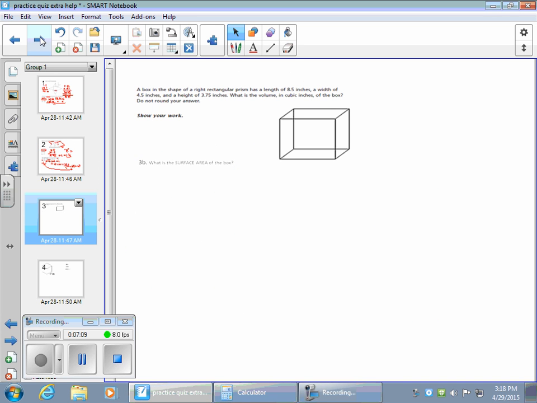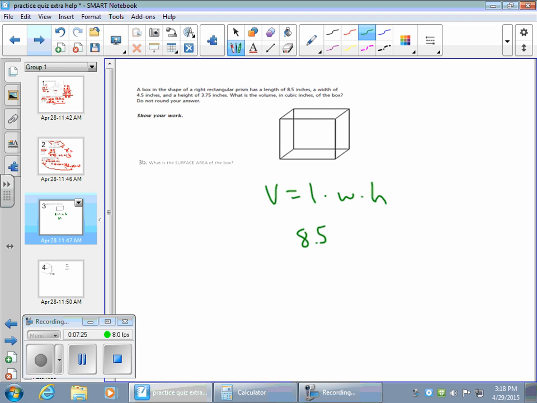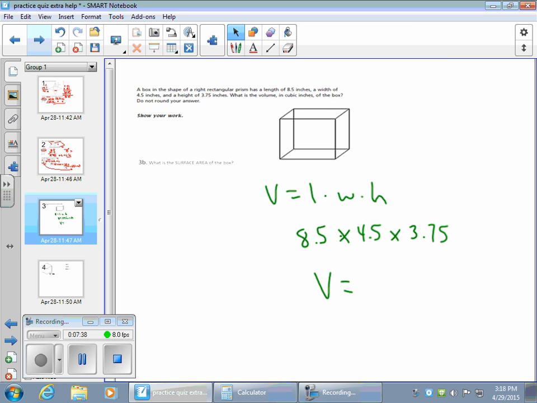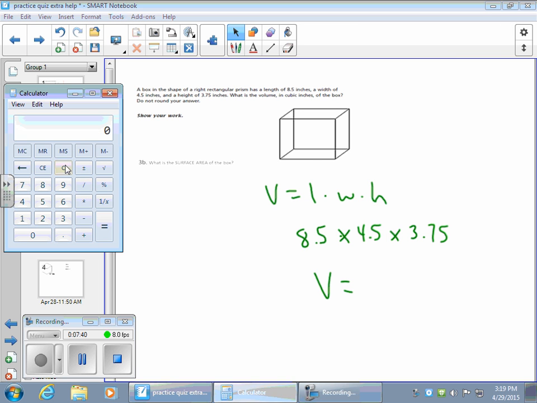Number 3, a box is in the shape of a right rectangular prism, has length, width, and height. What's the volume? Remember, volume is length times width times height. So all we have to do is 8.5, you know what, let me write it that way, times 4.5 times 3.75. Again, on a calculator, this is easy. Type it in carefully though. Clear?